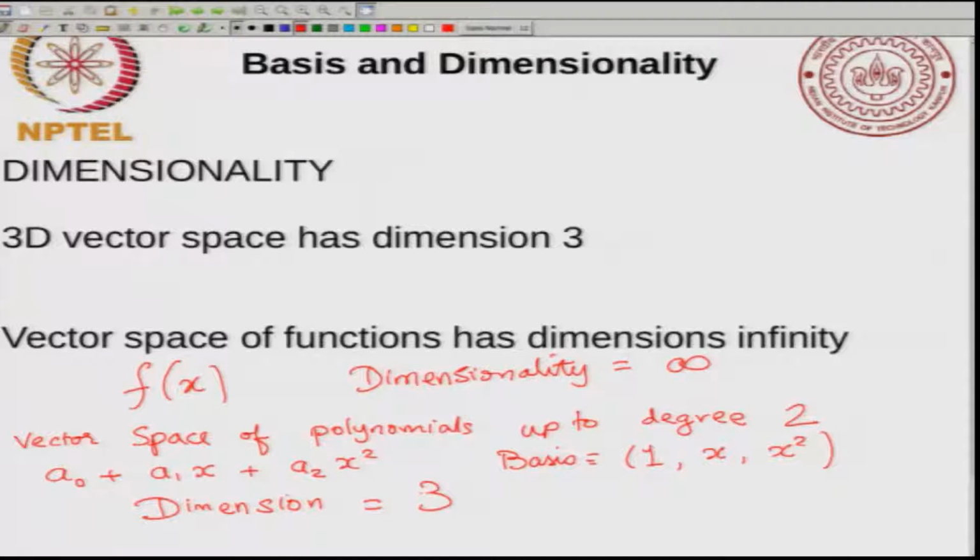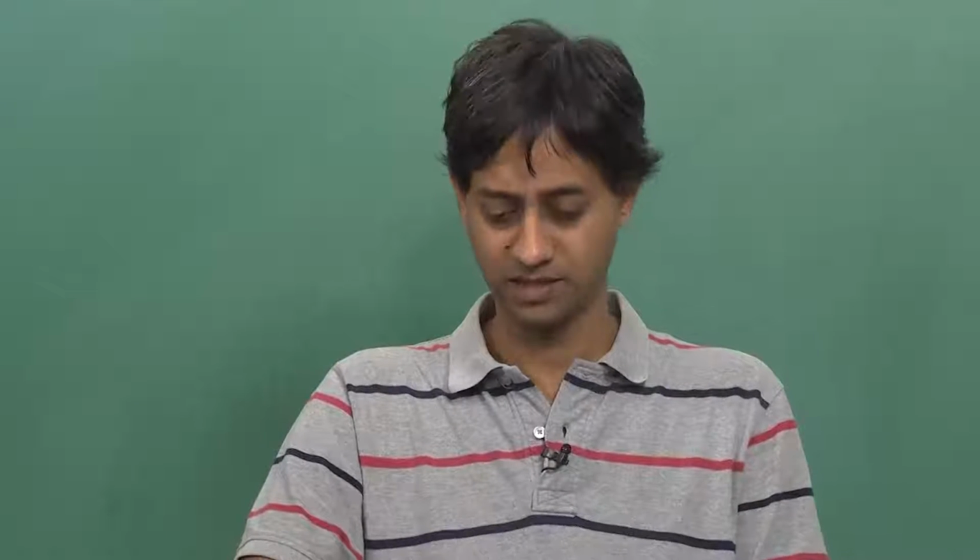So, these ideas of linear independence, basis and dimensionality are central to many aspects, especially in quantum mechanics. Okay. So, I will stop this lecture with this. In the next class we will talk about vector operators and functions of vectors and vectors and scalar fields. Okay. Thank you.